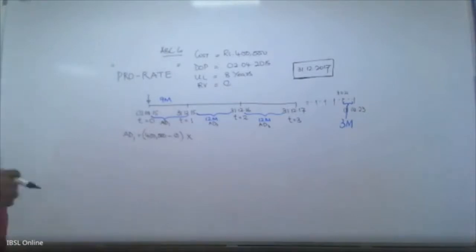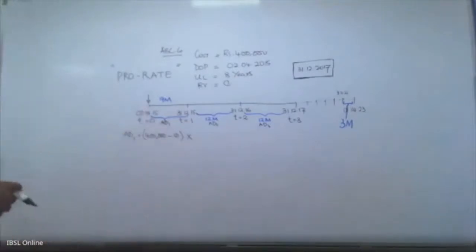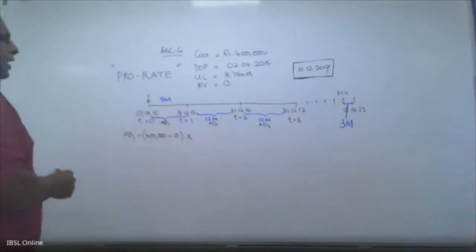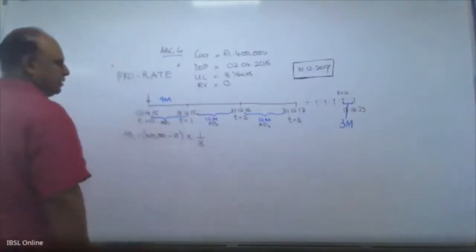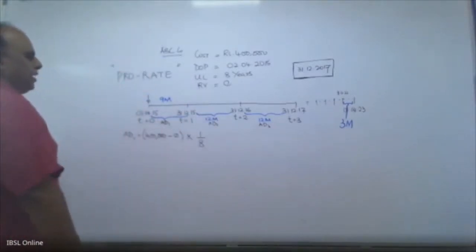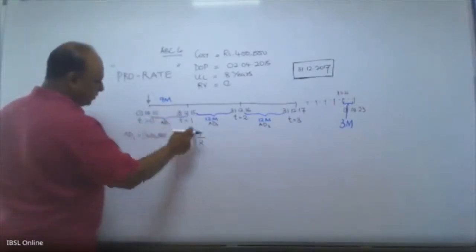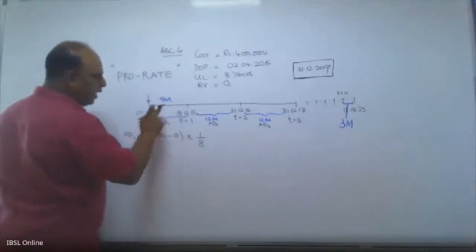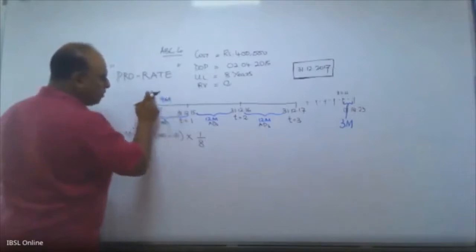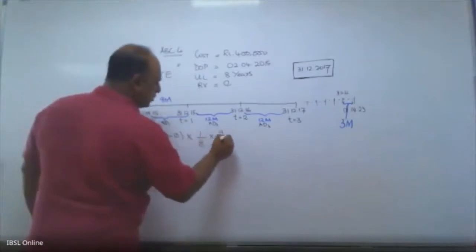Using the useful life, I can calculate the depreciation rate. But I don't need to do it because as long as it is 8 years, I can divide this by 8. But the problem here is, now this is the annual depreciation. Please make a note, I don't have to provide depreciation for 12 months. It's only 9 months. So what should I do? 9 divided by 12.